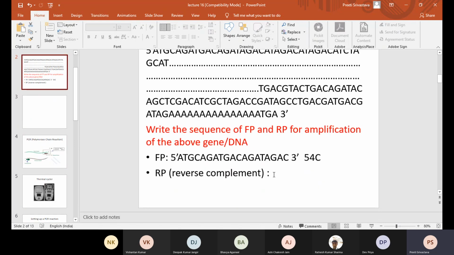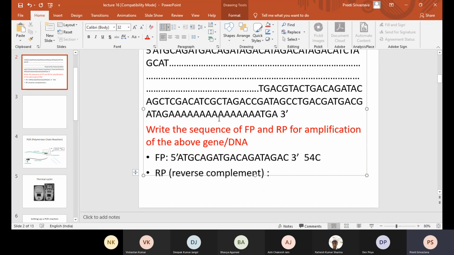Who is going to design the reverse primer? Let's skip the A's, because let's say that we are interested in just detecting the presence of the gene. So start designing the primer from this end. Anybody in the class?